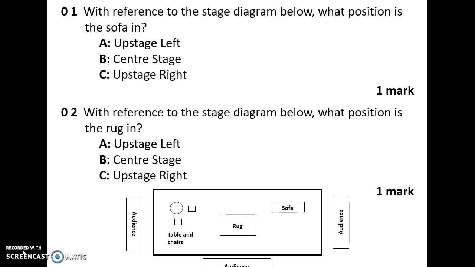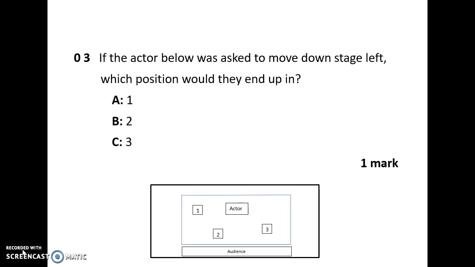So, with reference to the stage diagram below, what position is the sofa in? So have a look, is it upstage left, centre stage, or upstage right? Question 2, with reference to the stage diagram below again, what position is the rug in? Is it upstage left, is it centre stage, or is it upstage right? Okay, and the last one, if the actor below was asked to move down stage left, what position would they end up in? So the actor, as you can see there, if they had to move down stage left, which position would they be in?